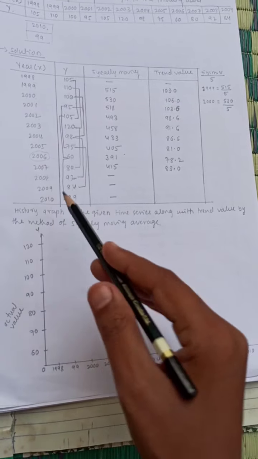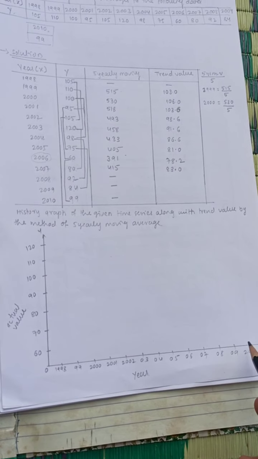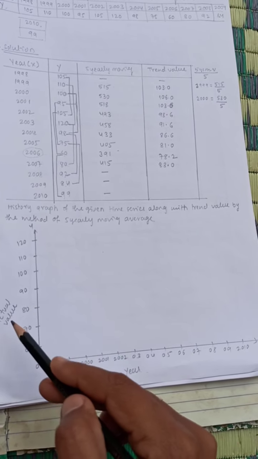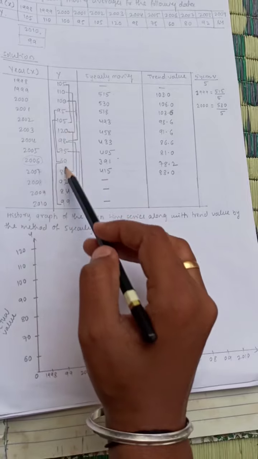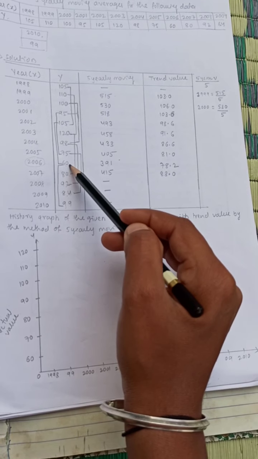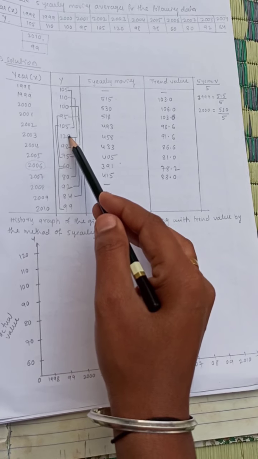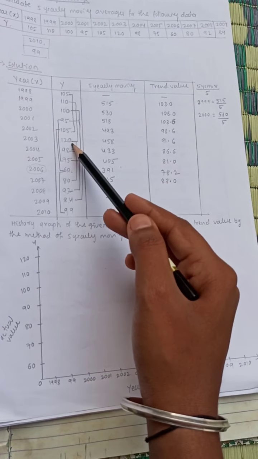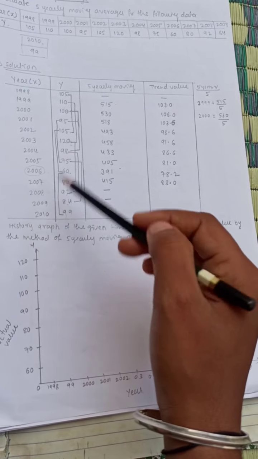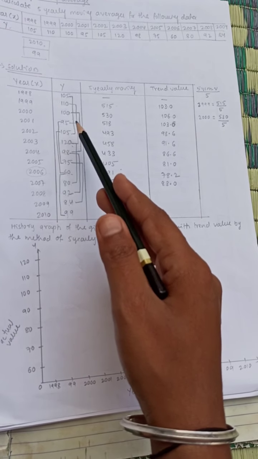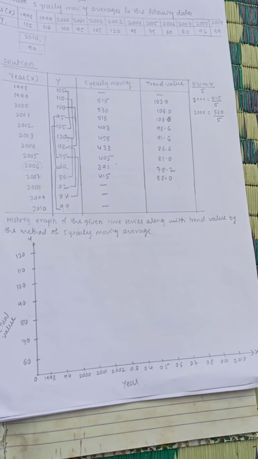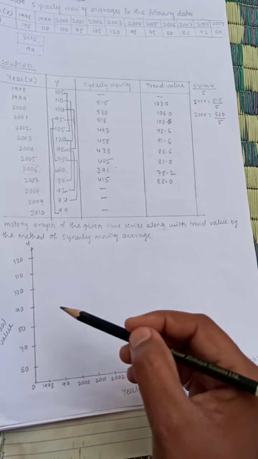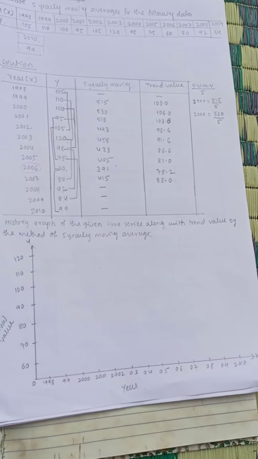So in the graph, on the x-axis we mention the years, and on the y-axis the actual values. In the actual values, the minimum is 60 and the maximum is 120. Here the maximum value is 106, so I have taken 120 as the maximum, and the minimum is 60. You can take a difference of 10, 20 or 5 if you like. I put it here with a difference of 10.